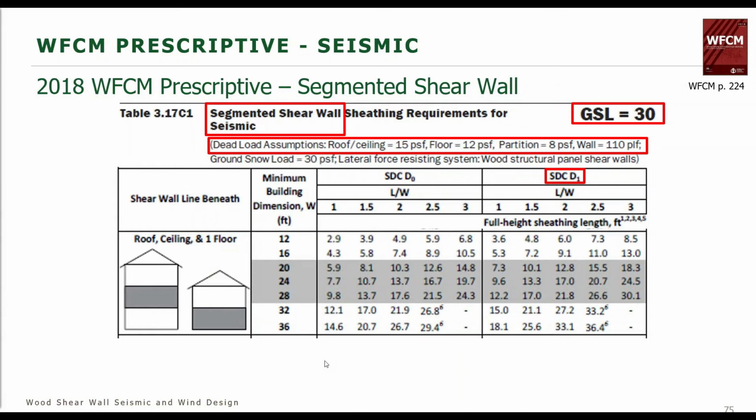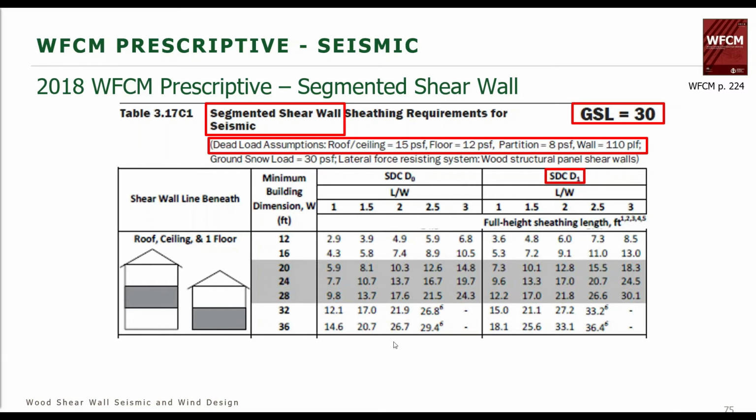So right off the bat, we have a ground snow load of 30 pounds per square foot. We are starting off with our segmented shear wall, and we have a dead load of 15 pounds per square foot for the roof ceiling. Floor is 12 pounds per square foot, partitions is 8, and walls is 110 pounds per linear foot. And we have seismic design category D sub 1.